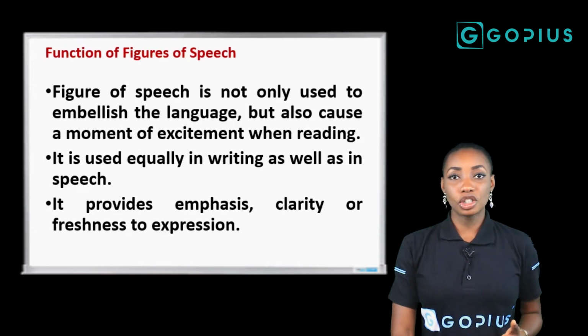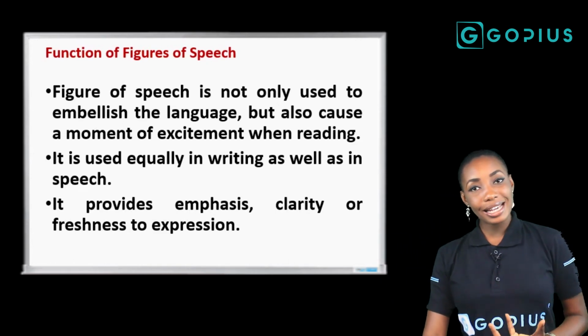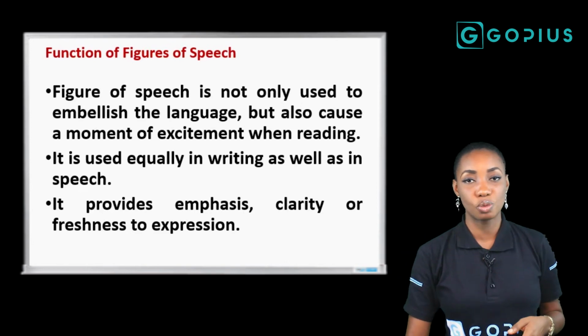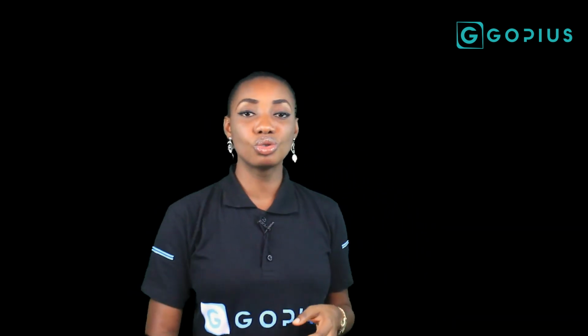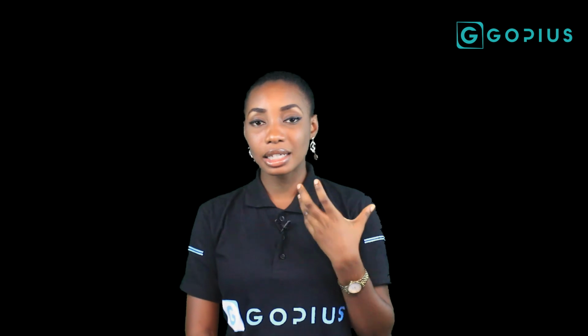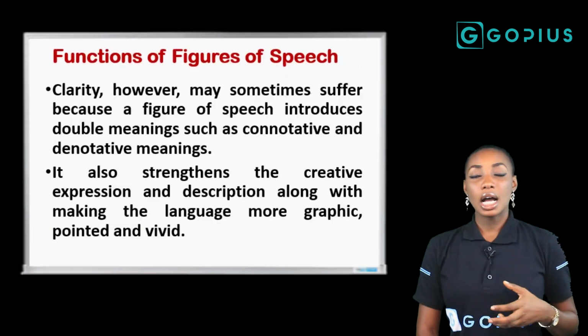Now the next function is it provides emphasis, clarity or freshness to expression. It places emphasis on where it's supposed to be placed. For the hyperbole, it places emphasis for you to know exactly what the reader or the speaker wants to talk about, and it explains everything perfectly for the reader or the listener to be able to imagine it clearly.